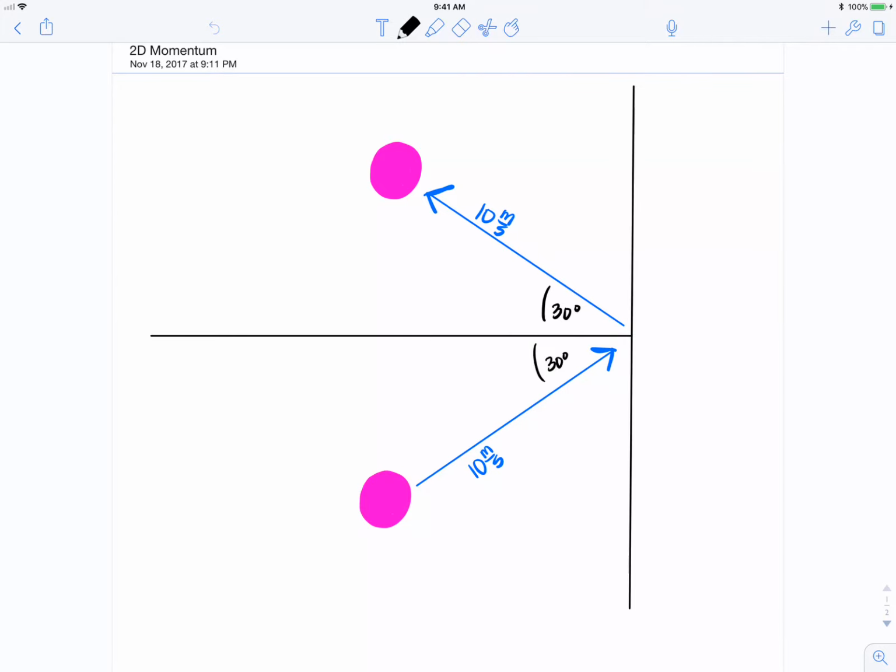Hi guys, let's do problem number 5 on page 3, which is the hockey puck colliding with the wall. So question 5 addresses momentum in 2 dimensions.